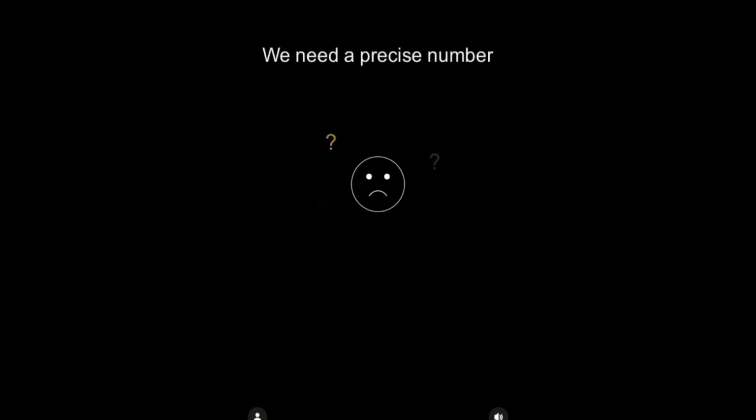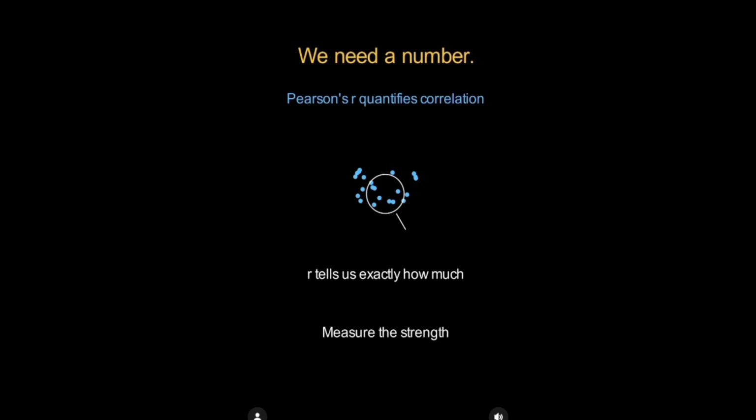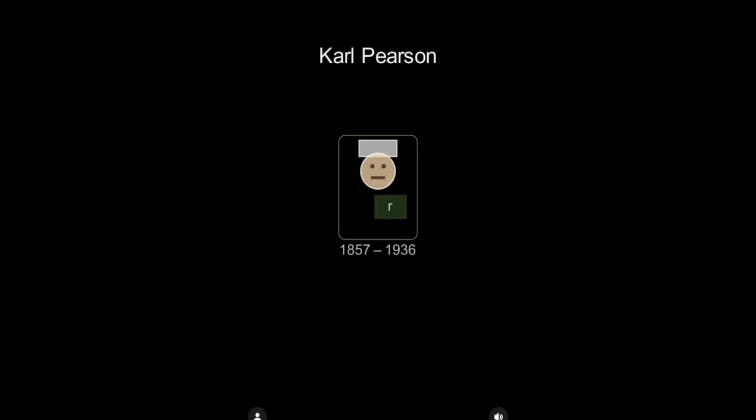But just knowing the direction isn't quite enough. We need a precise number. Enter the magnifying glass of statistics. One tiny letter does all the heavy lifting. Meet the gentleman who first dreamed up this number, Karl Pearson.